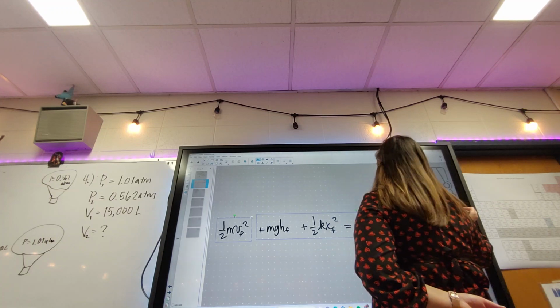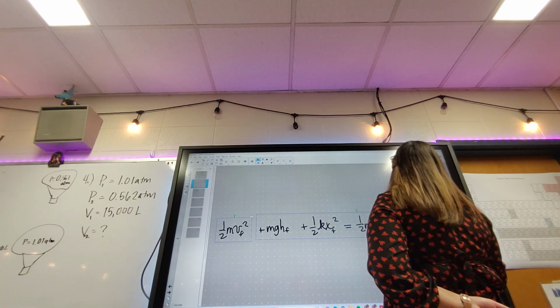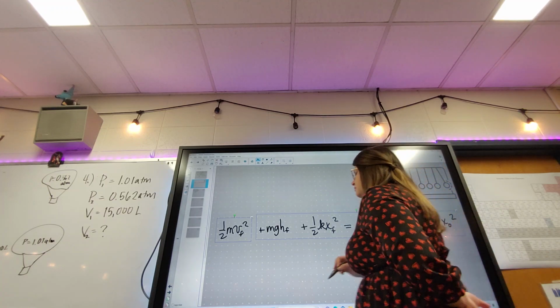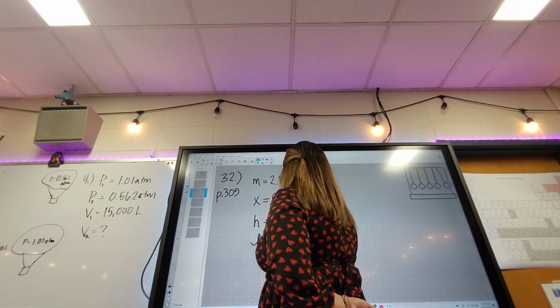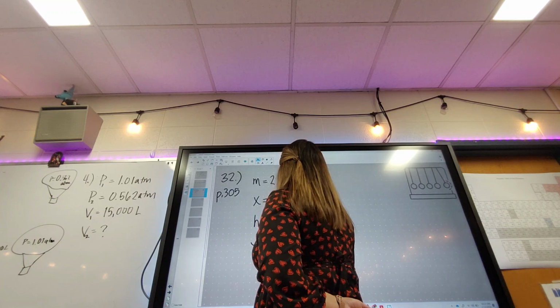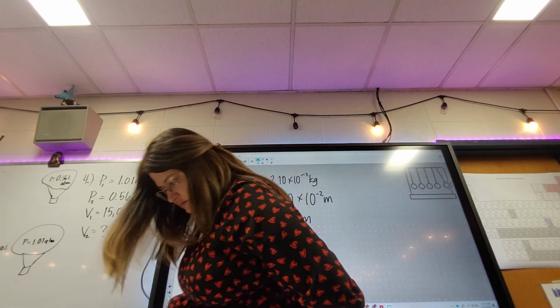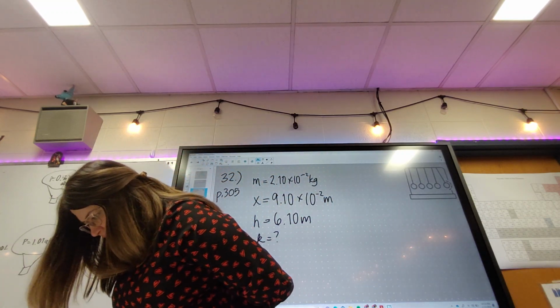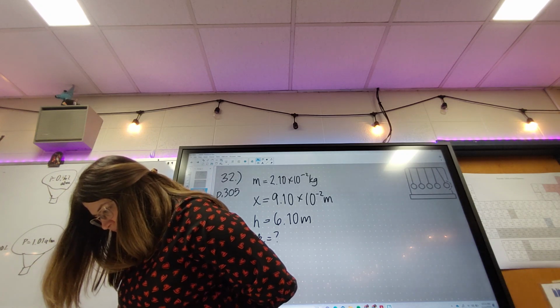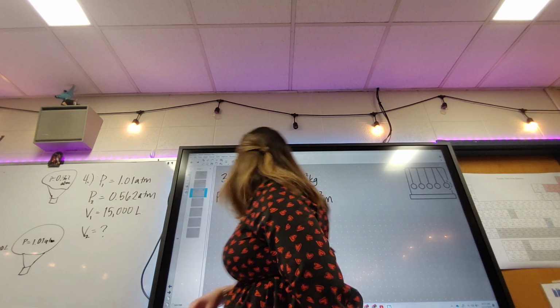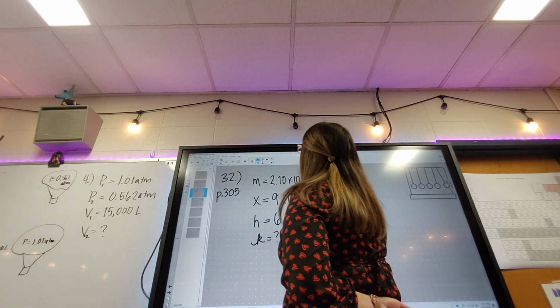Wait, hold on. Where'd you get the 6 point something? From the problem. Spring has a negative mass and is compressed by. It doesn't say that in the problem though. Okay. Am I dumb? Did I read a different problem? The pellet rises to a maximum of 6.10 meters. Oh. Okay, I think I might be blind.